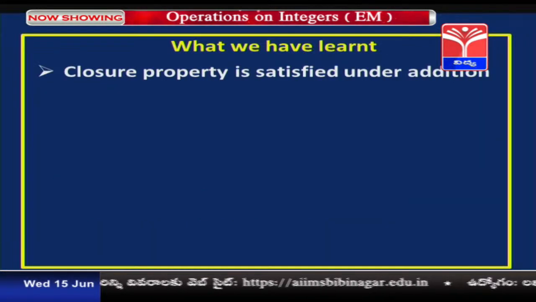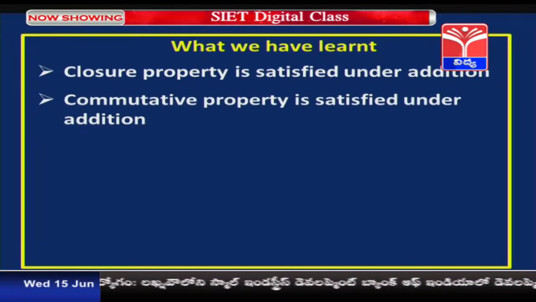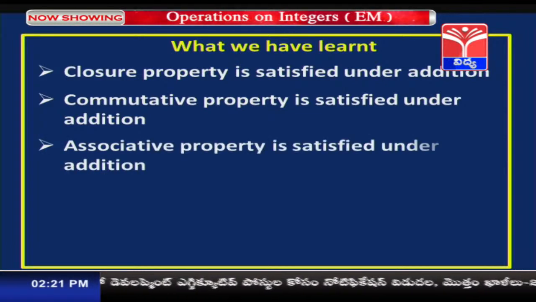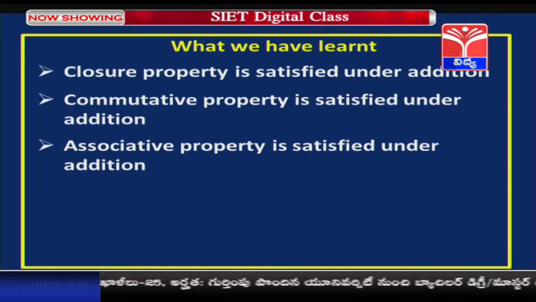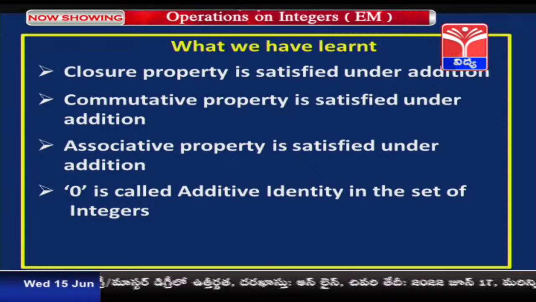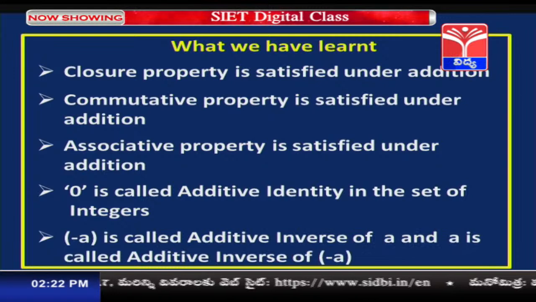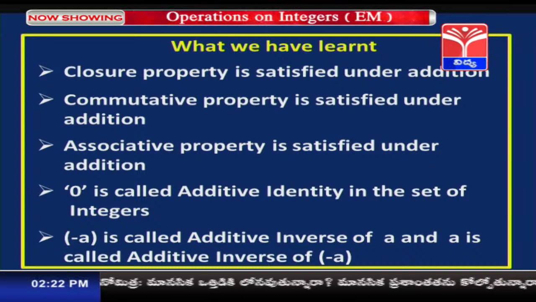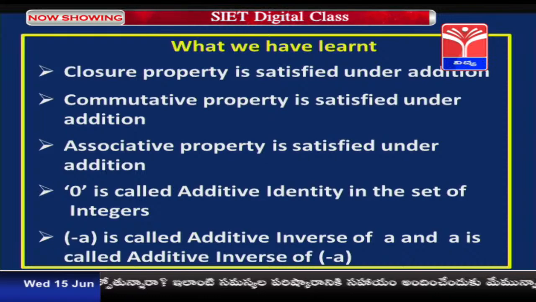Closure property is satisfied under addition in the set of integers. Similarly, commutative property is also satisfied under addition in the set of integers. Also, we have seen that associative property is also satisfied under addition, and also we have seen 0 is called the additive identity in the set of integers, and finally, we have seen that minus a is called additive inverse of a and a is called additive inverse of minus a, where a is any integer.